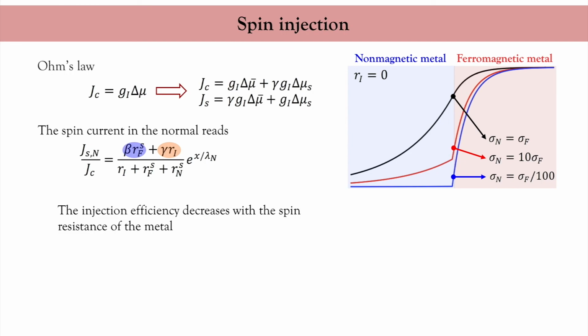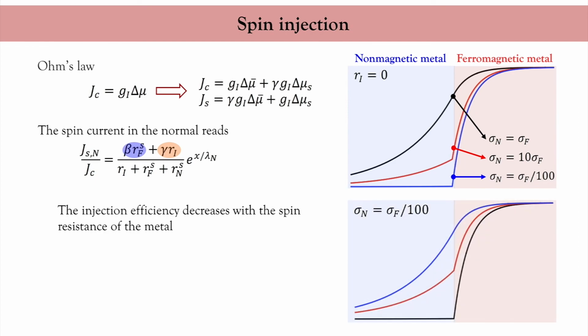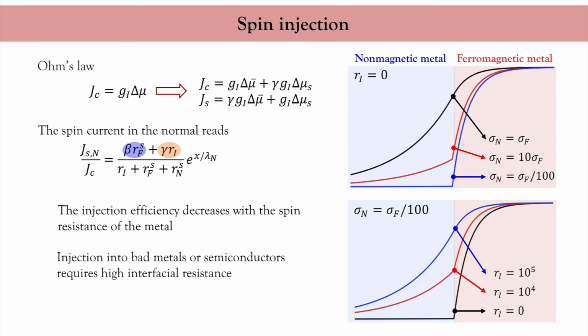Actually, there's a way. You can use the interfacial resistance. This figure considers the spin injection from a good metal into a bad metal with a conductivity 100 times smaller. If you have no interfacial resistance, then I just can't inject spins. This is the black curve. But if I start increasing massively the interfacial resistance, say up to 10,000 or 100,000 times the spin resistance of the bad metal, then I can start injecting spin efficiently.